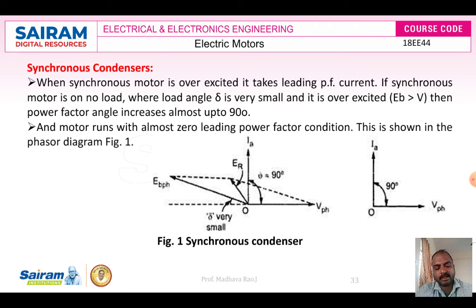When the power factor angle increases, the power factor will decrease. The motor runs with almost zero leading power factor. You can see this in this figure. When the angle between current and voltage is equal to 90 degrees, cos phi is equal to 0, so the power factor will be equal to 0.